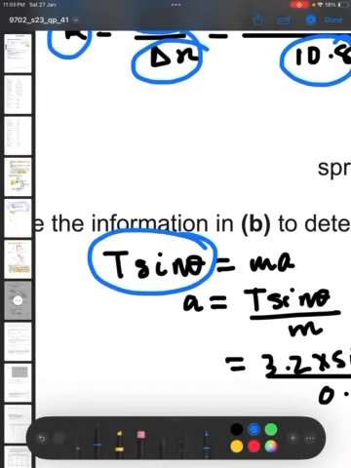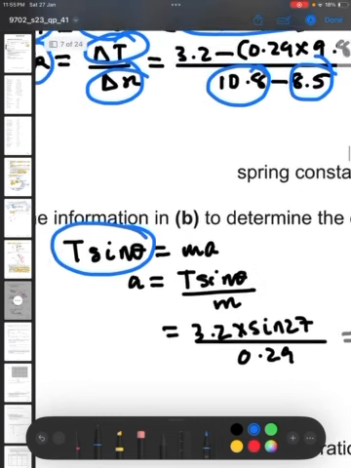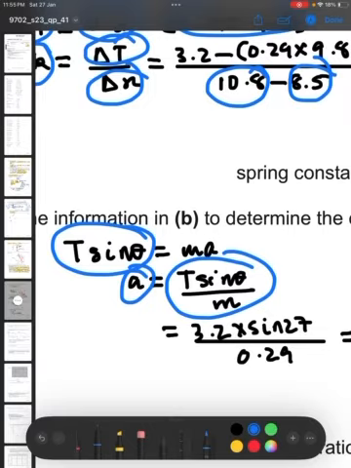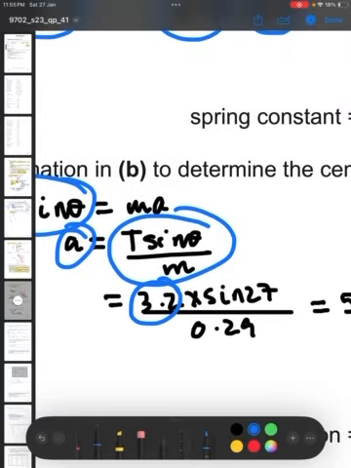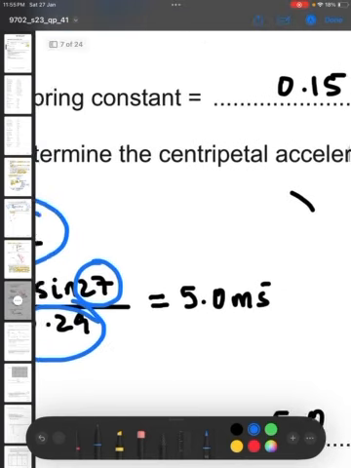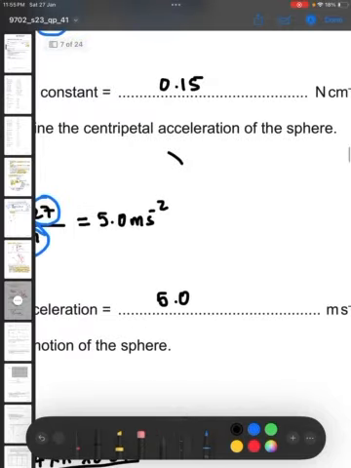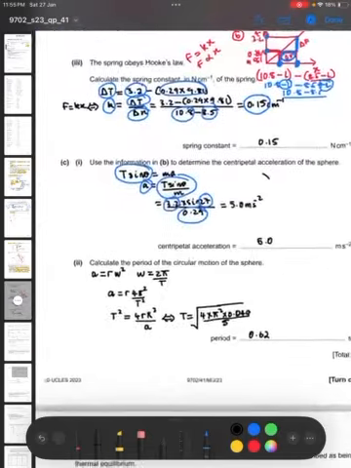Horizontal component of tension. Since the angle theta of 27 is not between the tension and the side we are trying to resolve in the horizontal direction, we use sine. And it is equal to mass times acceleration. We know the mass, so to find the acceleration, we are going to divide both sides by mass. So the tension, as has been found, is 3.2 sine 27 divided by the mass of 0.29. This gives us 5 meters per second squared. So that is our centripetal acceleration.